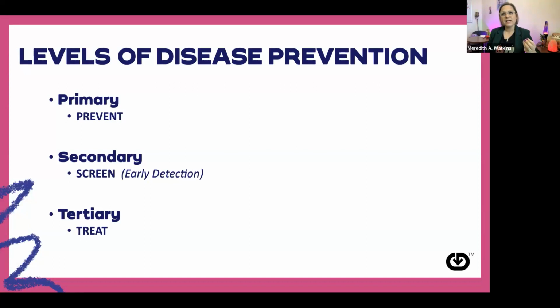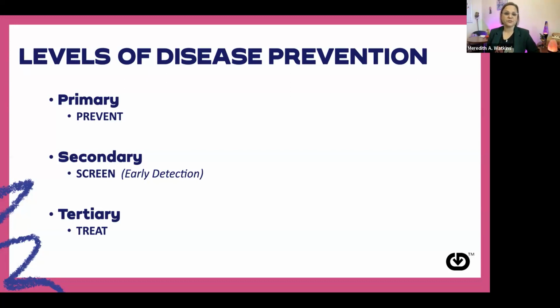Secondary would be screening, S for screening. This is where we find things early so that we can intervene early and treat early. This would be things like blood pressure screenings, diabetic screenings, and mammograms. If we can catch things early, they're going to be easier to treat. So secondary stands for screening.